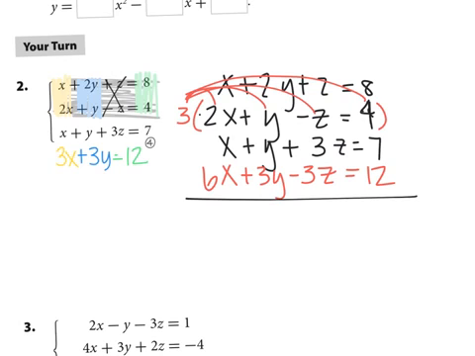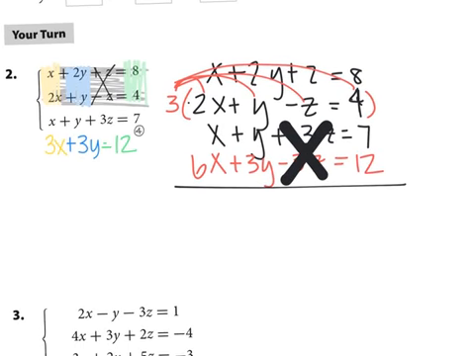what happens to my 3z and my negative 3z? They cancel. And then what happens to my x and my 6x? What does that give me? 7x. And what happens to my y and my 3y? 4y. And what happens on the other side? I have 7 and 12, so that's going to give me 19.